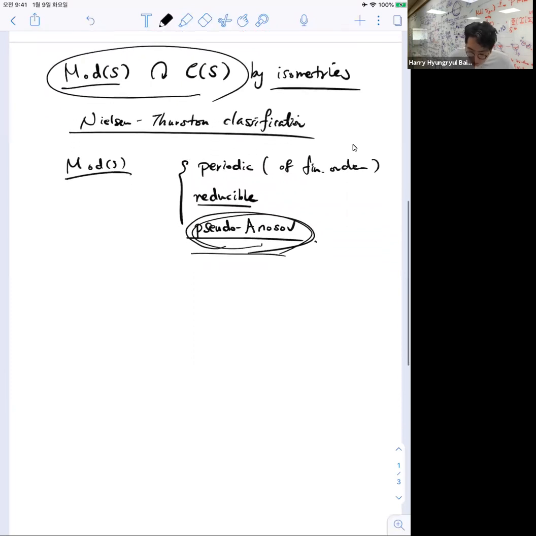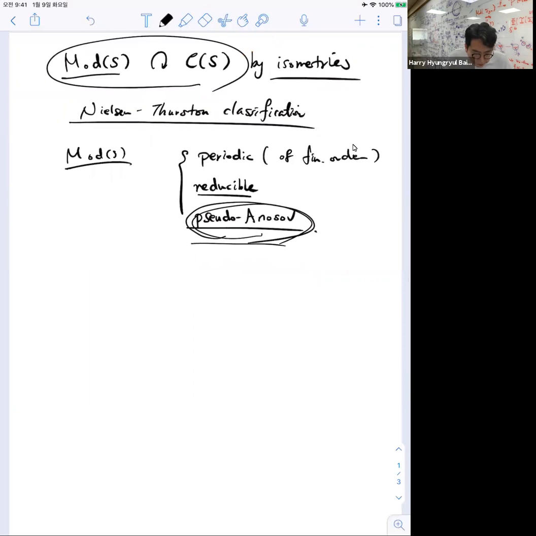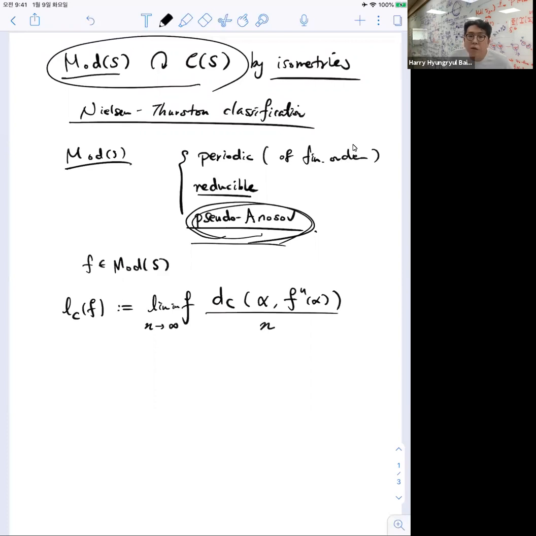To do so, let me introduce the following quantity. Let's say I have some mapping class f, and let l_C(f) be defined to be the liminf of the curve graph distance between some vertex alpha and its image under the nth iterate of f, divided by n, as n goes to infinity. This is called the stable or asymptotic translation length. The main reason I put liminf instead of lim is mostly because I don't want to argue why the limit exists.